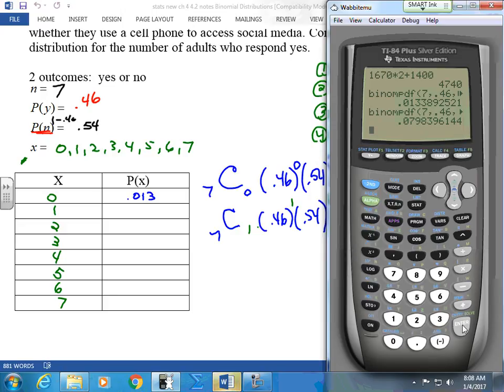Now, if you have the 83s or you don't have the software, when you put this in, you have to string them out. But they're in alphabetical order: N, P, X. N is how many there are, so you got to do this. 7, .46, 0, your first time through. And then just second enter, second enter. The nice part about it, it's in alphabetical order, so it's easy to remember the order.